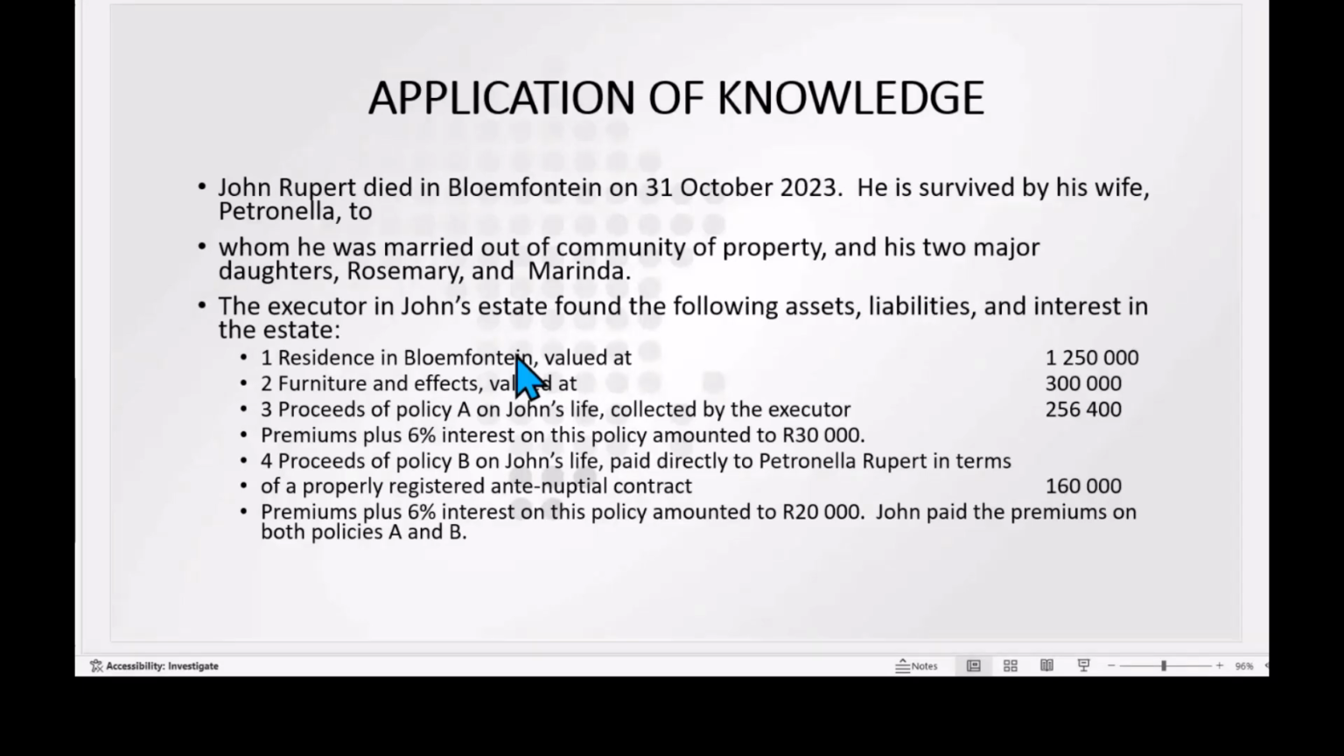Looking at our structure of calculating estate duty, where would the residence fall under? It's one of the assets. Yes, so it's one of the properties there. Is it a deemed property or is it just a property? It's property. Okay, awesome. So this would be included in terms of section 3(2) as part of the properties there. And then they tell us that we have furniture and effects valued at 300,000 rand. Where would we take that?